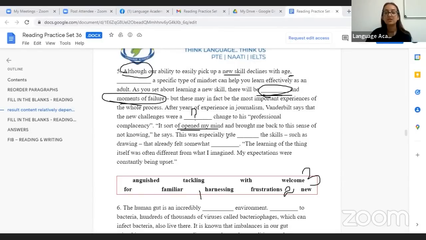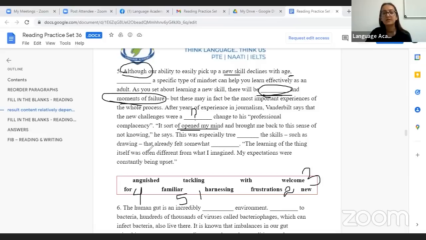This was especially true dash the skills such as drawing. So this thing was especially true for skills, which means when he talks about skills, this is very true in the case of skills such as drawing. That already felt somewhat dash. That already felt somewhat, so some feeling kind of word: familiar. That already felt somewhat familiar. The learning of the thing itself was often different from what I imagined. My expectations were constantly being upset.